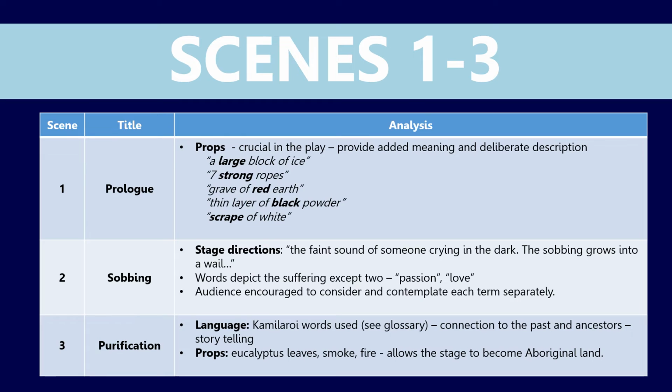The eucalypt leaves are a symbol of healing. Smoke, haze and fog usually suggest uncertainty. But fire is one of potentially purging or cleansing or purification. It's up to you how you want to analyse that. But the idea here is that the stage does become Aboriginal land through the smoking ceremony. If you are unsure of any of the Kamilaroi words that are used throughout this text, I will direct you to the glossary at the very end of the play. It's very important.